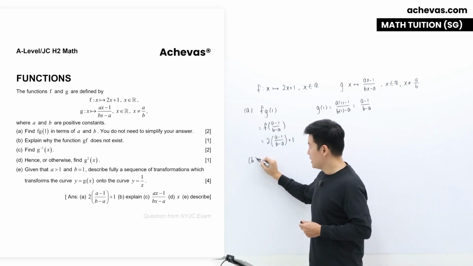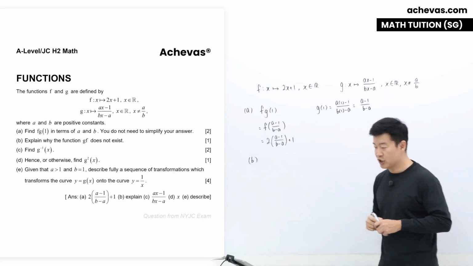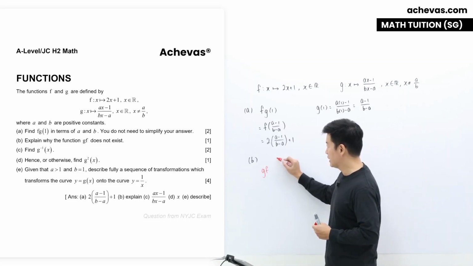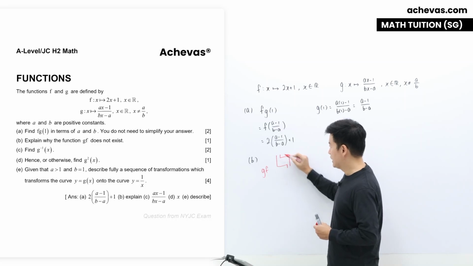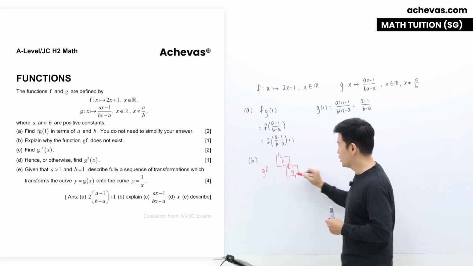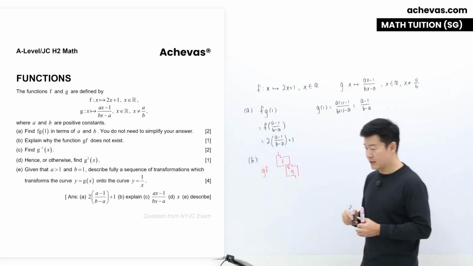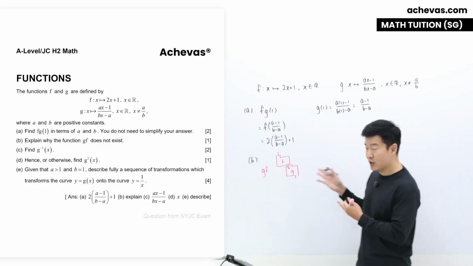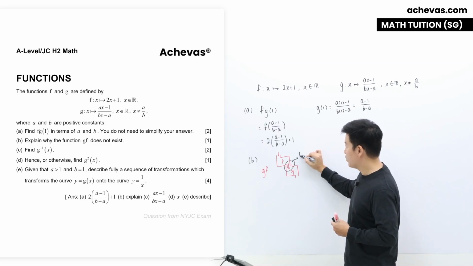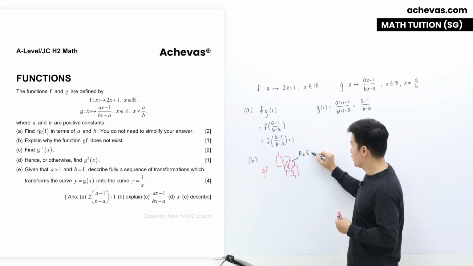Part B. In part B, we are going to try to explain why GF does not exist. So we are looking at GF and imagining this composite function where x first goes into F, then whatever comes out from F will be going into G. If I were to check whether this composite can even happen, we will be looking at the criteria that the output of F, so the range of F, must all be received by G. So they must be part of the domain of G.